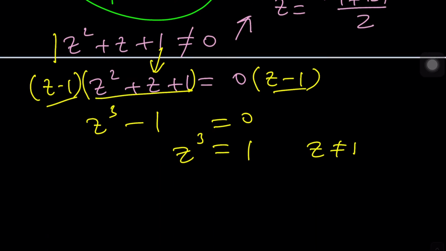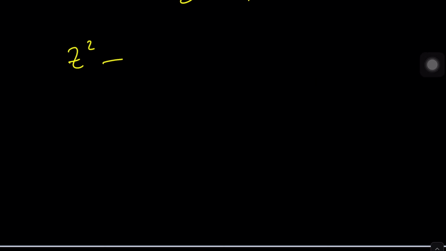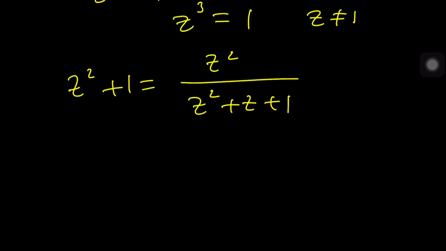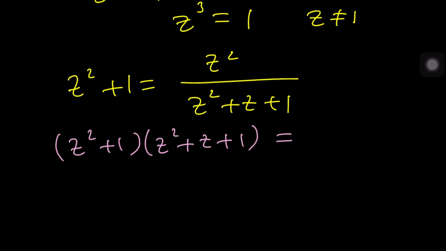Anyways, so let's copy the problem here. z squared plus 1 equals z squared divided by z squared plus z plus 1. So that's the wrong term to use, but that's okay. Now, if you cross multiply, you're going to get this times the denominator equals z squared. Wow, that's interesting. Can I factor this? Probably not, but why don't we just distribute the whole thing?